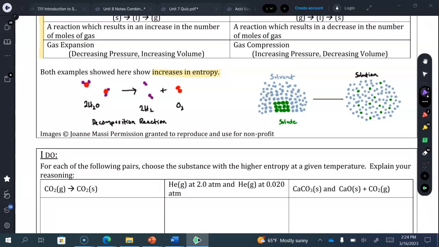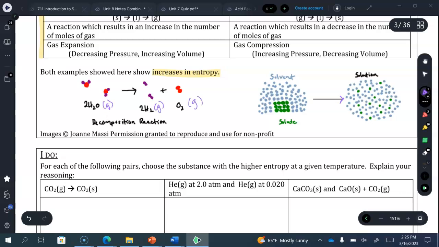And then below in these images, both of these show increases in entropy. This is kind of hard to see, but that is a forward arrow there. So decomposition reaction, this is a gas because it's not regularly ordered, and these both are gases. So we go from 2 moles of gas to 3 moles of gas total. So there is a net increase in the number of moles of gas. So our disorder of the system increases because we make more gas, and the entropy increases.